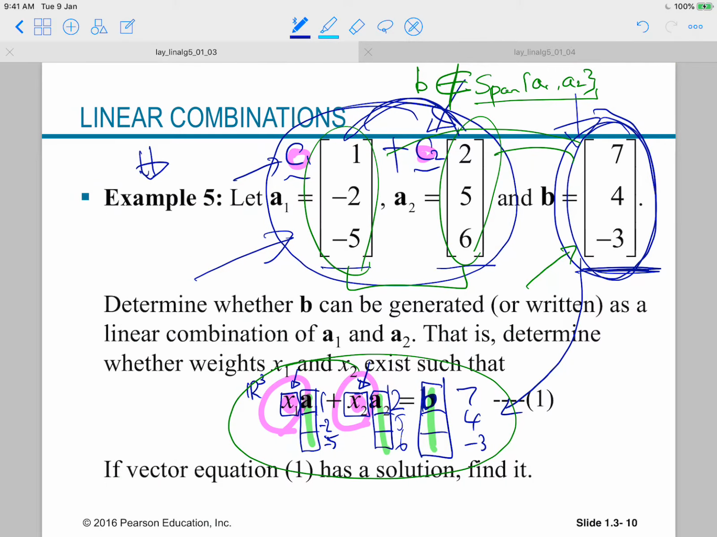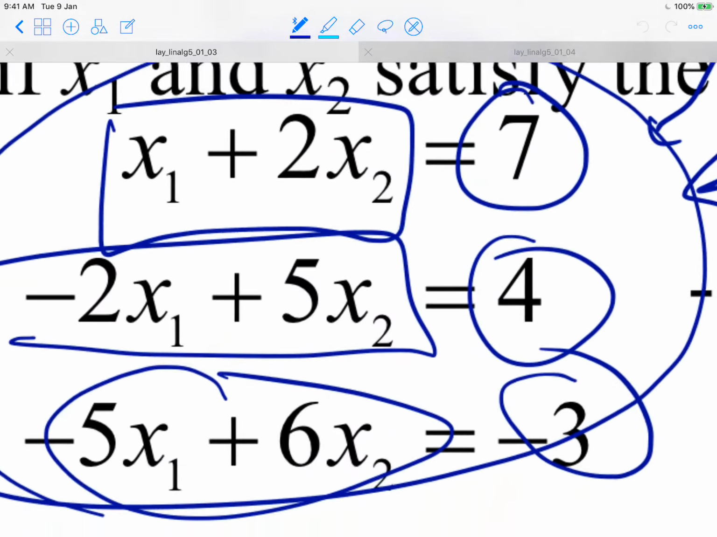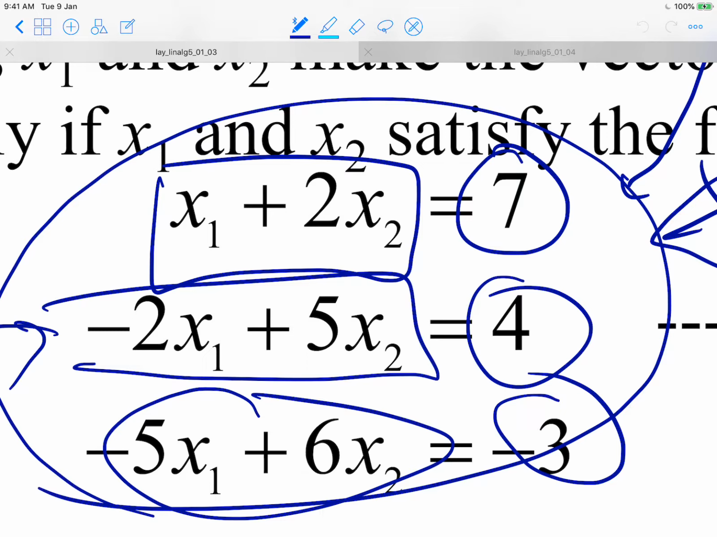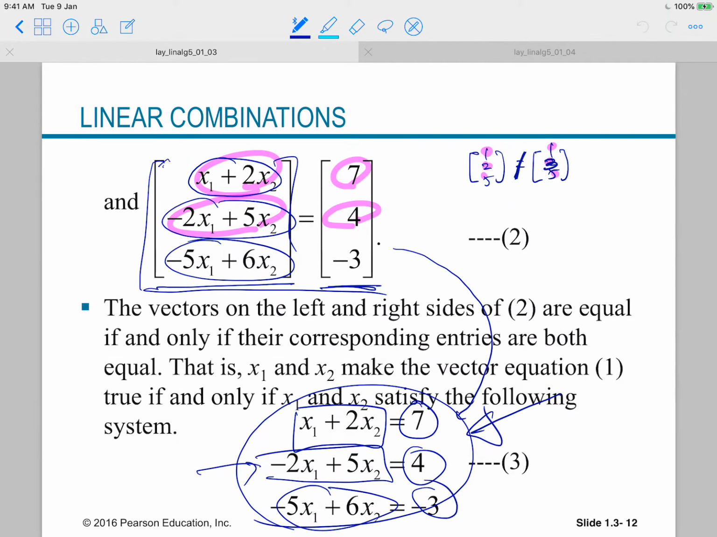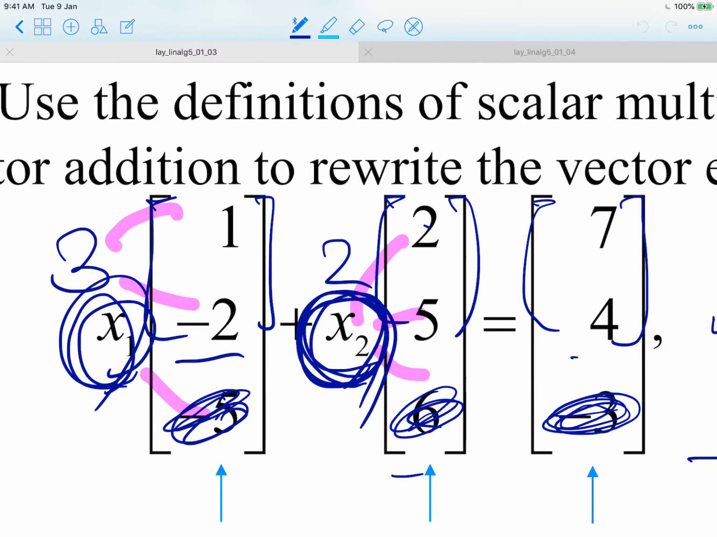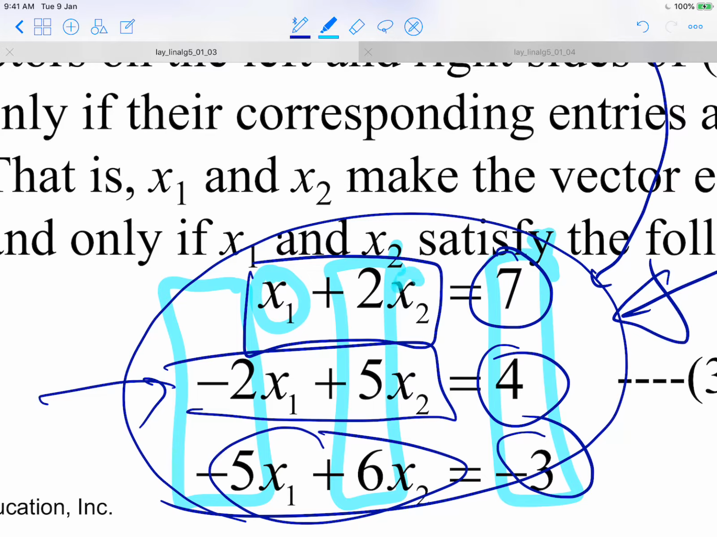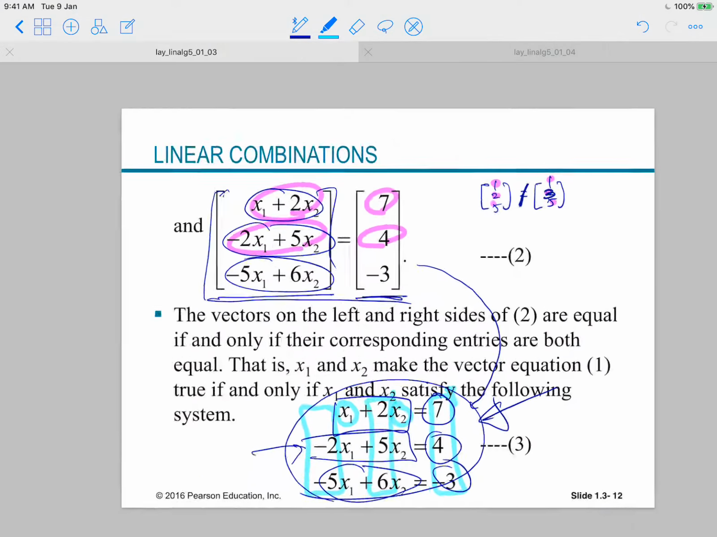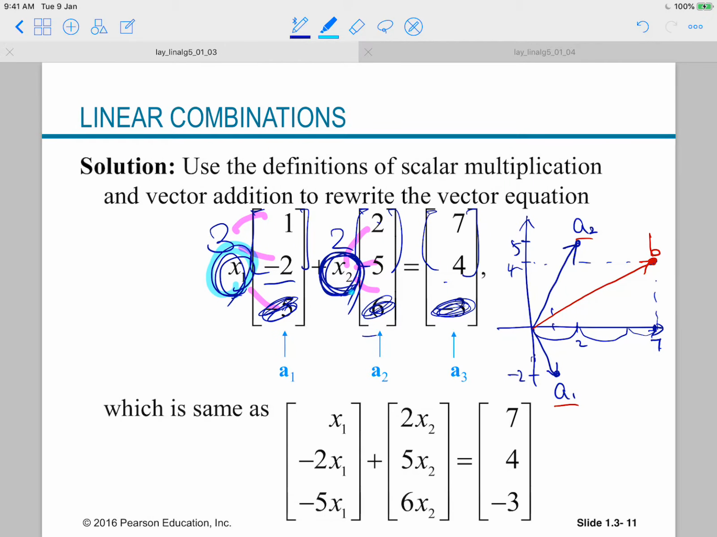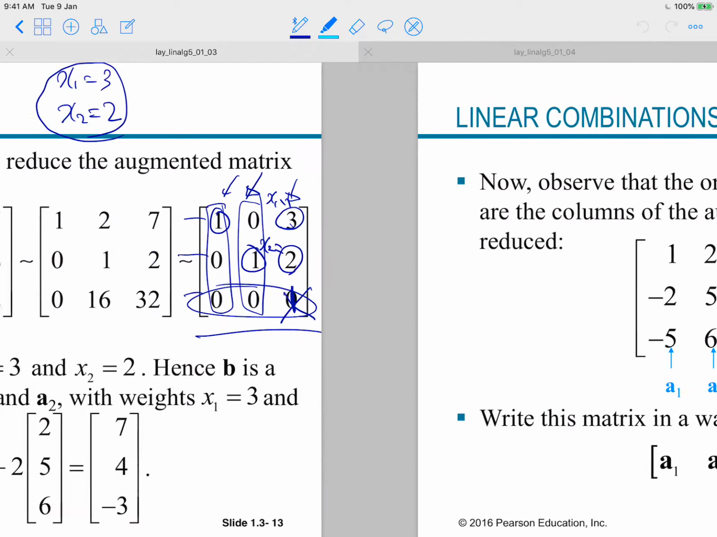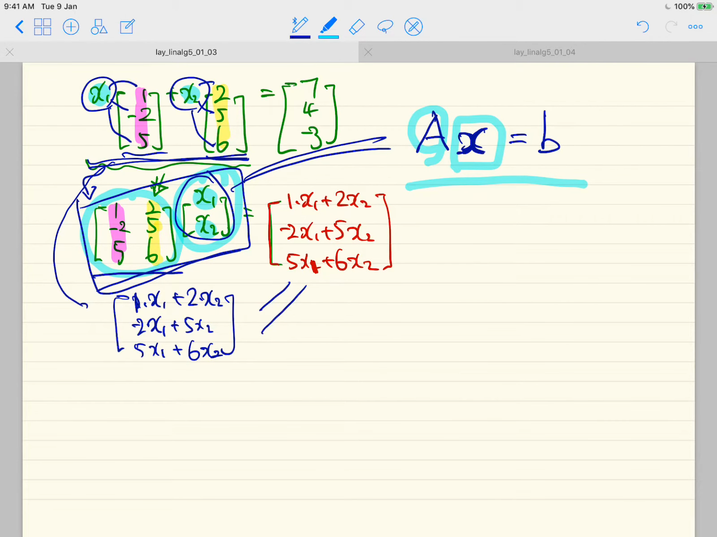Let me summarize once again. Suppose we have this linear system where we have three equations and two variables. This linear system is rewritten as this kind of vector equation, where we collect all these coefficients over here and over here and over here, and we factor x1 and x2 out as the linear combination coefficients, right? So this vector equation is equivalent to our original linear system, and this vector equation can also be represented as this matrix equation.